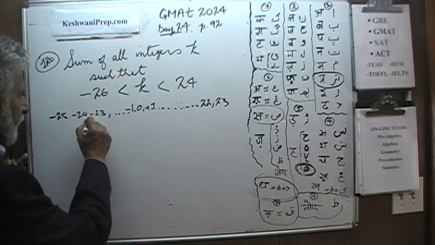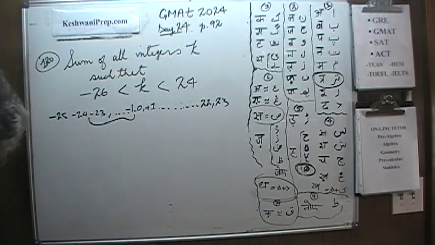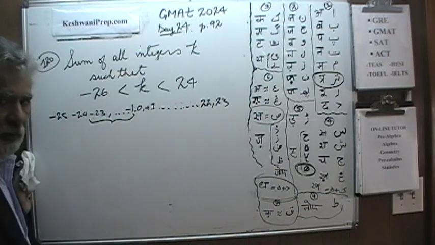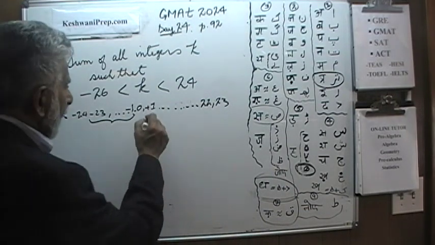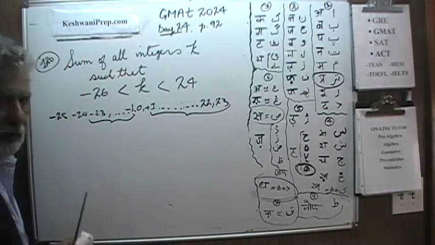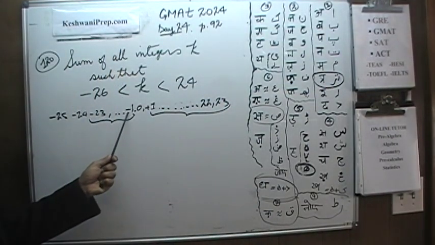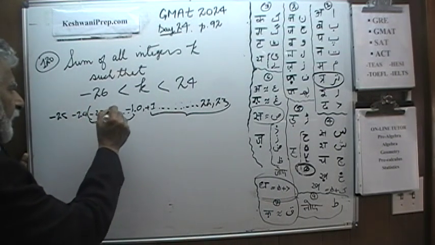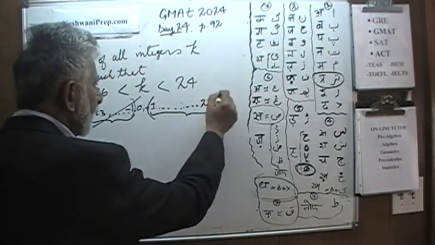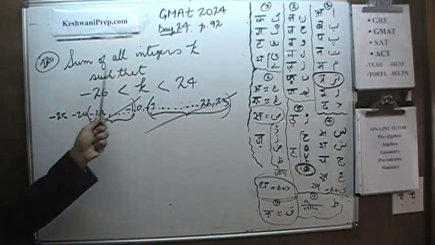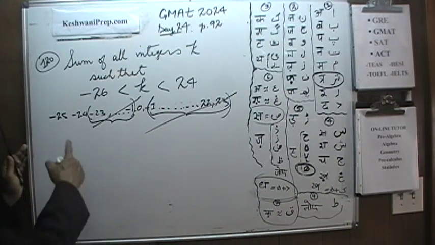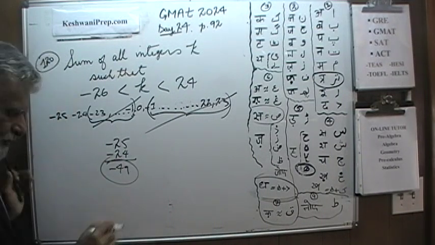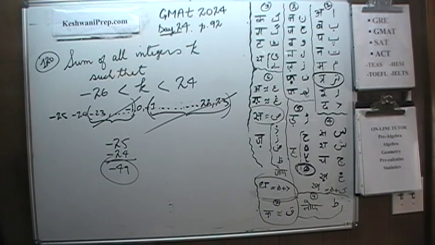What we see here is that from negative 23 to negative 1, when you add up all the numbers, 0 plays no role obviously, and positive 1 to positive 23, in other words negative 1 will cancel out positive 1, negative 2 will cancel out positive 2, and so forth. These numbers from here up to here are going to cancel out with these numbers. It's all gone. Therefore the sum of all the integers that fall in this interval is simply negative 25 and negative 24, negative 49. That's the answer. The answer is negative 49.